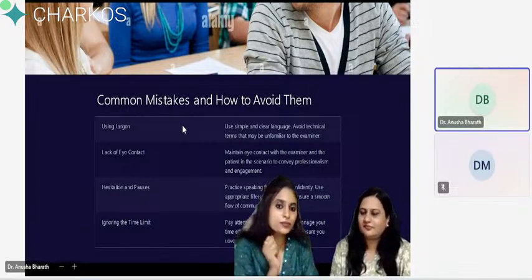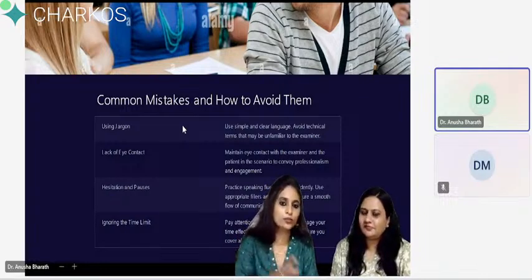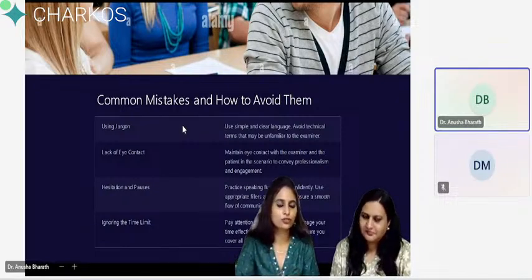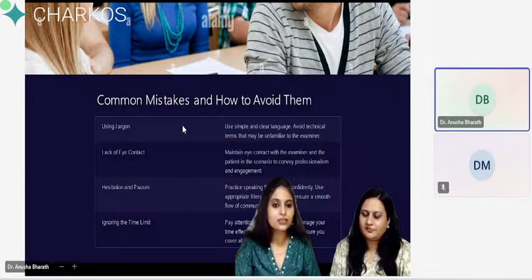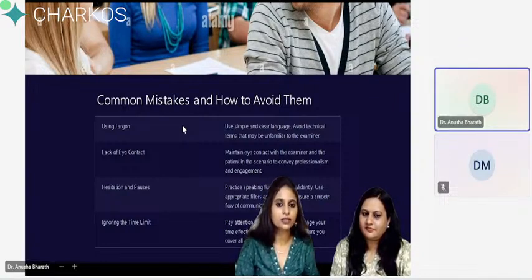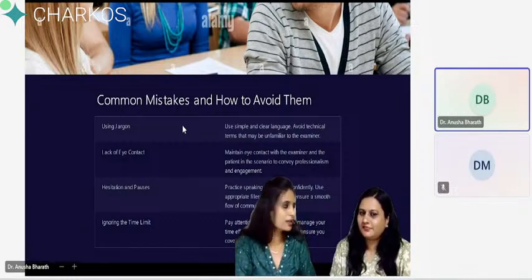Please make sure that you're not using textual language, because textual language is different, spoken language is different, written language is different. It is important for you to understand these variations and use them accordingly. Let your language be very simple and clear.